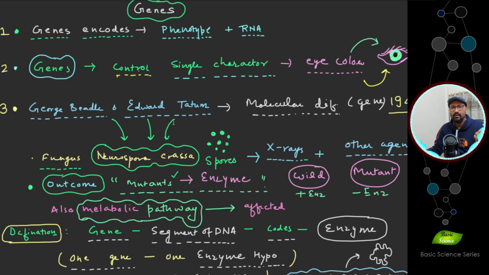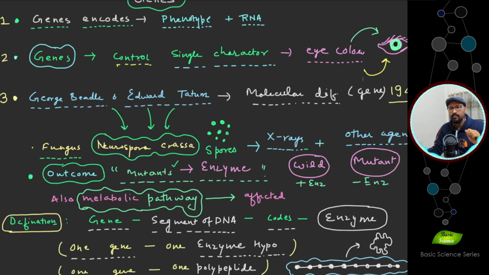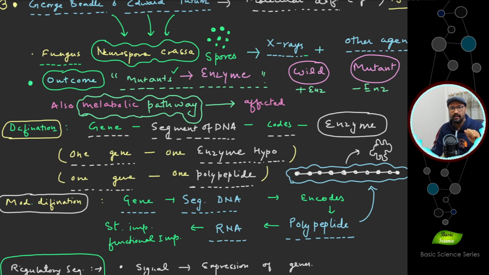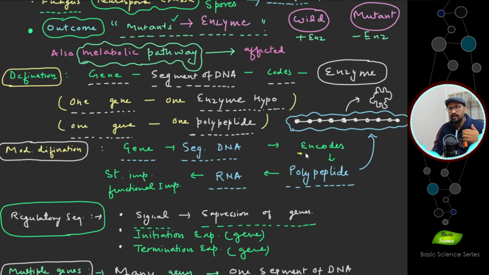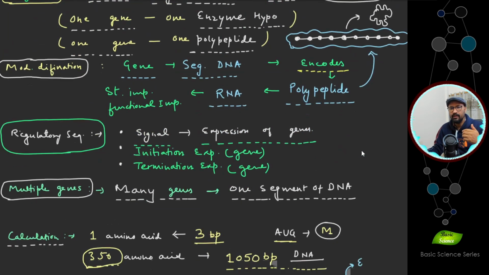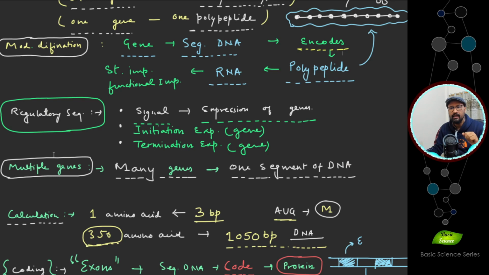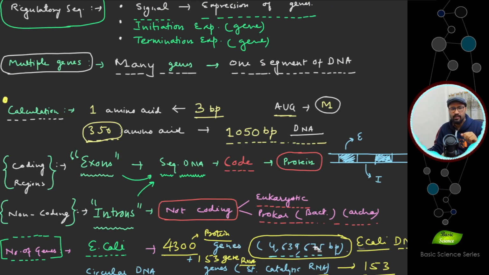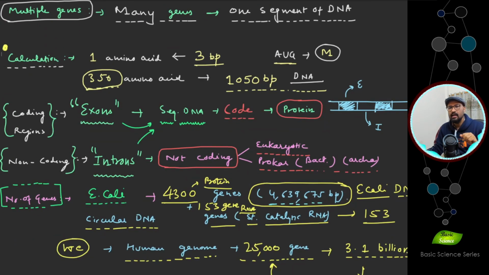Moving down, we talked about the work that Beadle and Tatum did in 1940, and then we identified the ancient or primitive definition of the gene, and then we moved on to the modern definition of the gene in a sequenced way. Moving further, we identified the regulatory sequence, and then the concept of multiple genes, and then we moved on to the calculations. Sometimes you get these questions. It's very, very simple. We'll talk about more complex questions in our later videos.